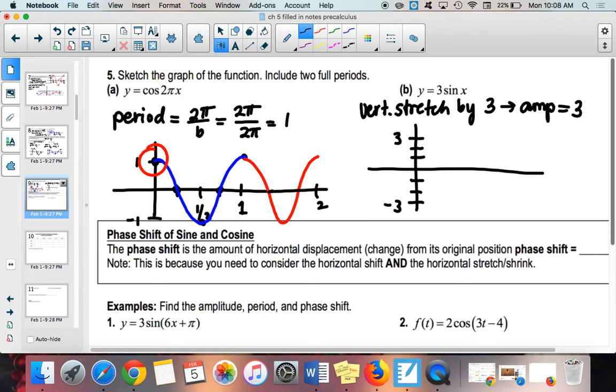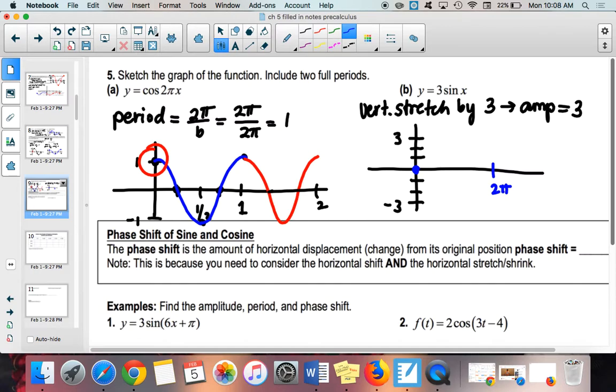Since this is the sine curve, it starts at 0, 0. And it wants to complete 1 full period by 2 pi, because our period hasn't been changed. I don't have a horizontal stretch or compression. It's still sine of x, not sine of 2x or 3x or anything like that.